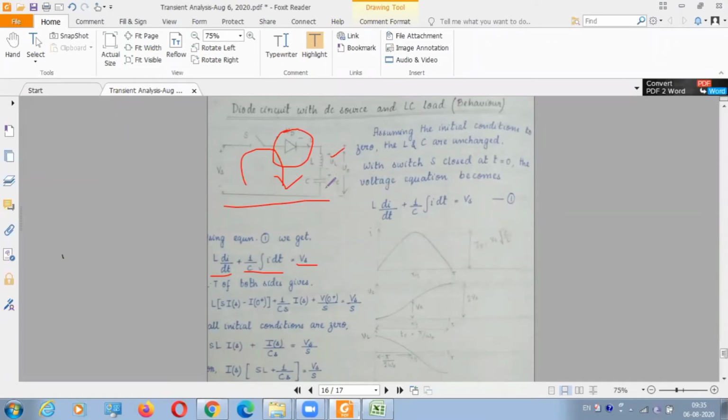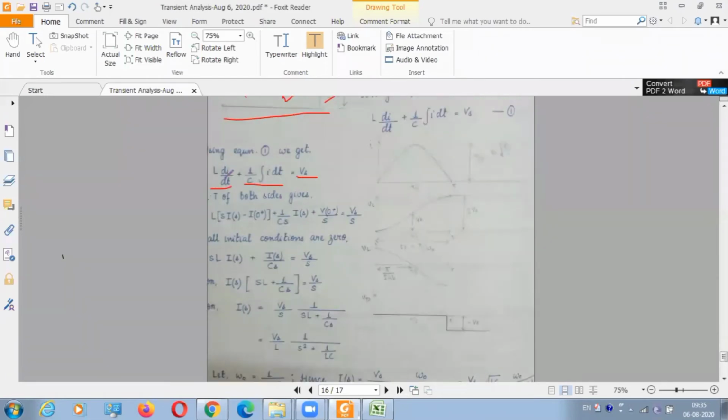All initial conditions are 0. So if you do the Laplace, you will get the equation like this: L S I(S) minus I naught plus 1 by C S I(S) plus V0. Since the input is always considered as a step waveform, it will be Vs by S. The unit step waveform's Laplace transform is 1 by S, so if its magnitude is Vs, it comes Vs by S. All initial conditions are 0, so those terms equate to 0. What are the remaining terms? L S I(S) and 1 by C S I(S).